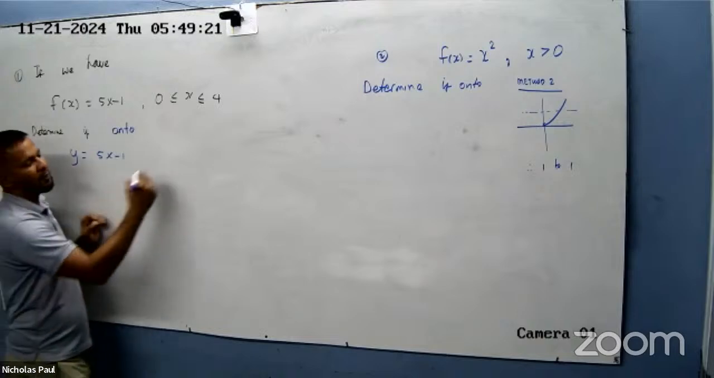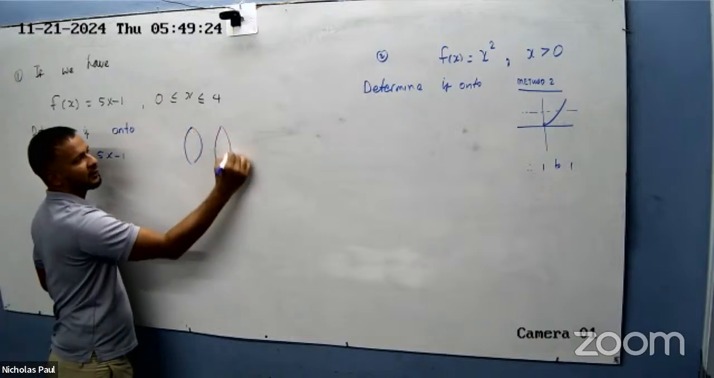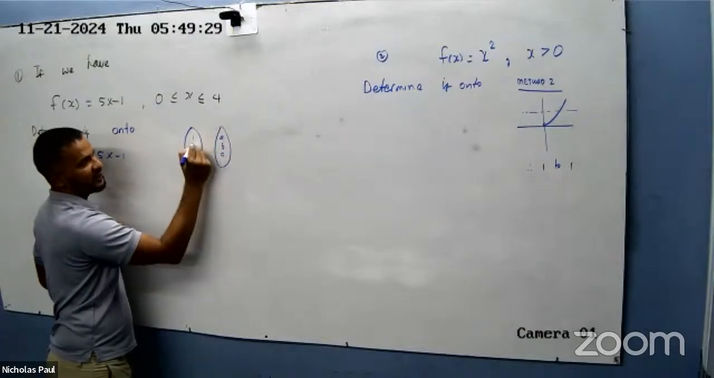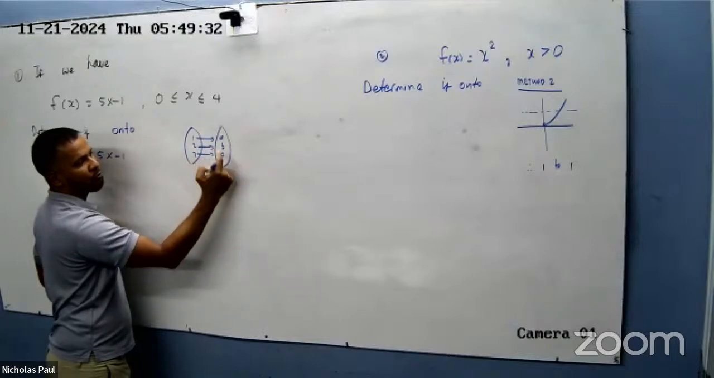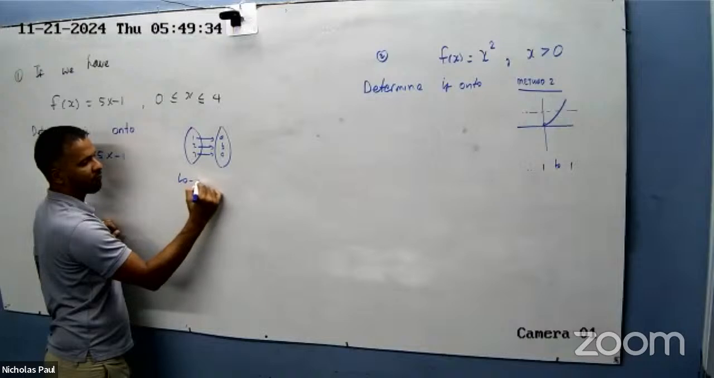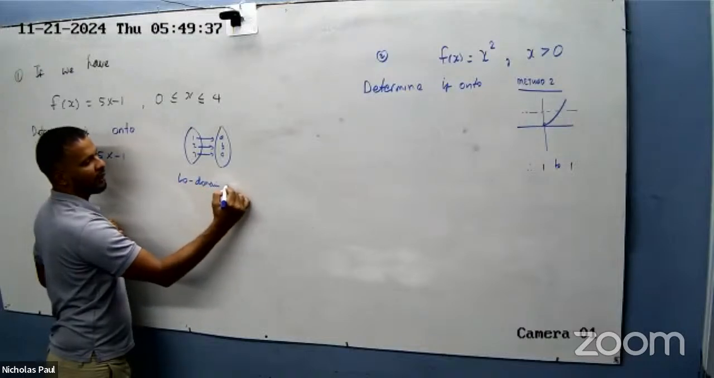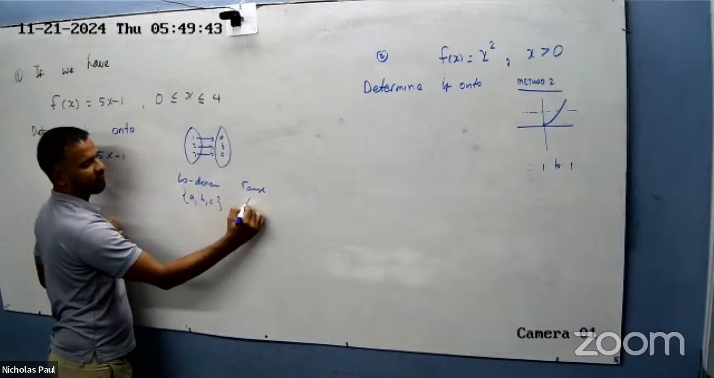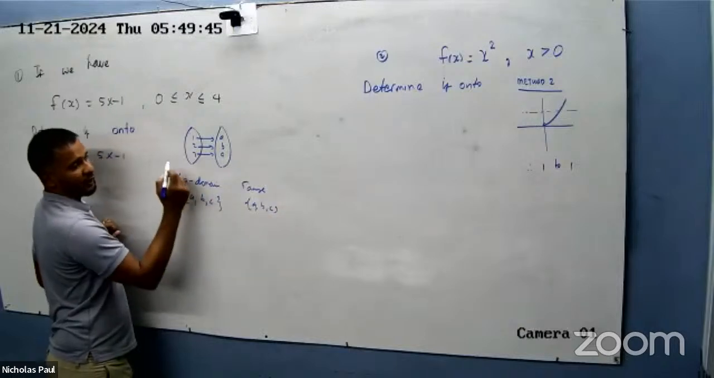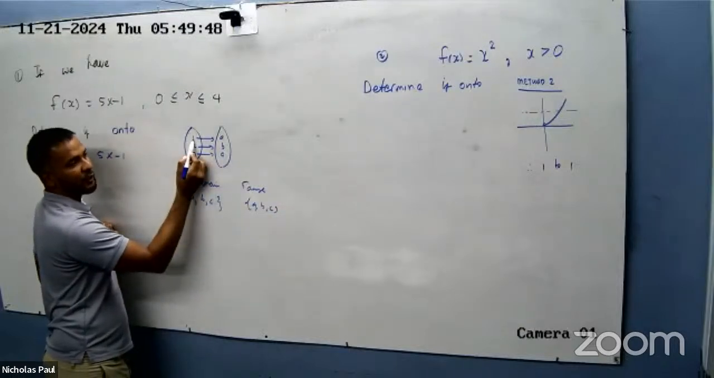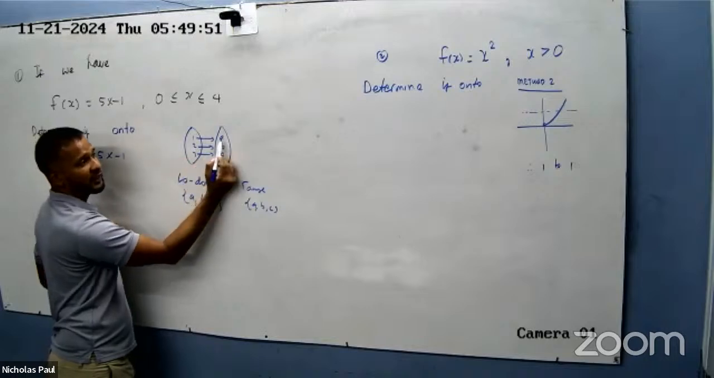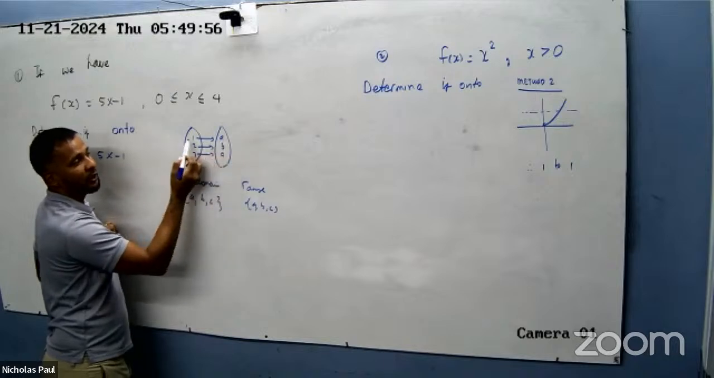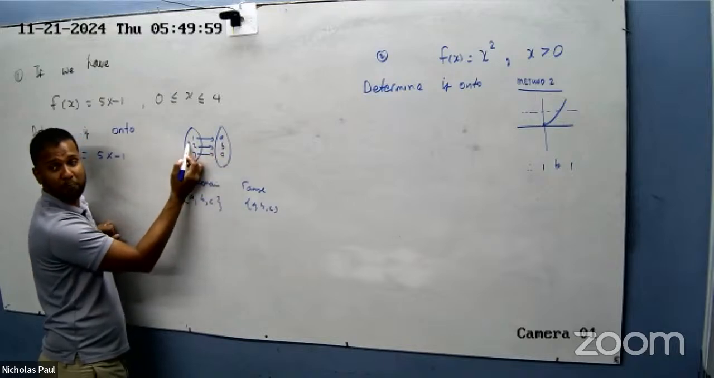Remember, onto implies something like this: if the codomain is ABC, then the range should also be ABC. So it means that every x value has a corresponding y, and most important, every y value has one and only one mapping.